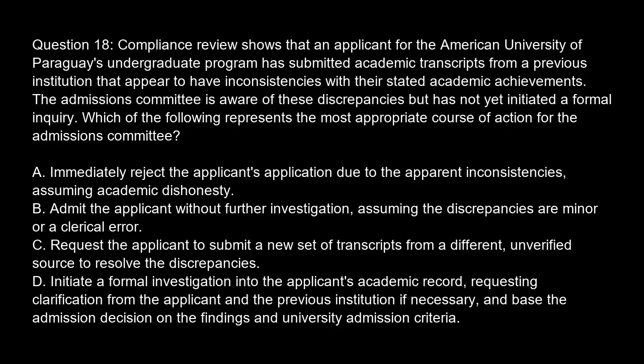Option A. Immediately reject the applicant's application due to the apparent inconsistencies, assuming academic dishonesty. Option B. Admit the applicant without further investigation, assuming the discrepancies are minor or a clerical error. Option C. Request the applicant to submit a new set of transcripts from a different, unverified source to resolve the discrepancies. Option D. Initiate a formal investigation into the applicant's academic record, requesting clarification from the applicant and the previous institution if necessary, and base the admission decision on the findings and university admission criteria.